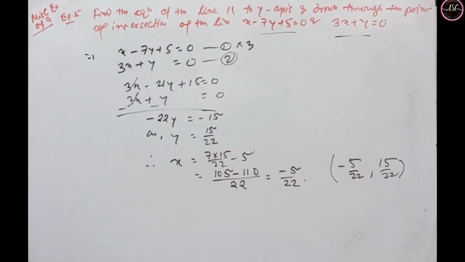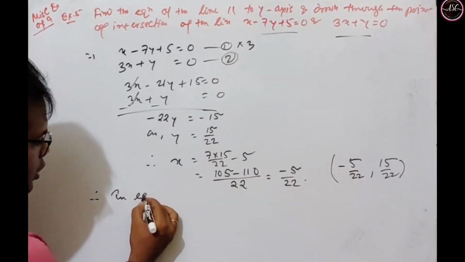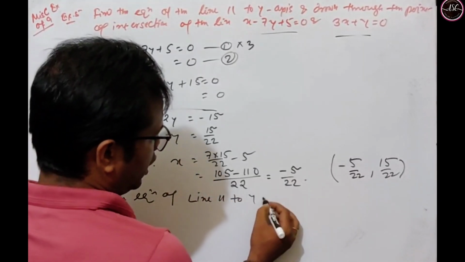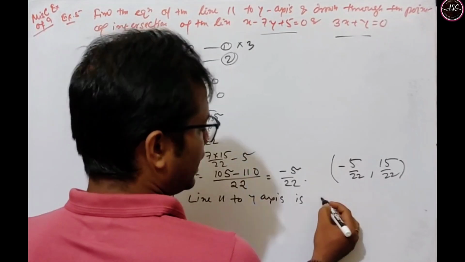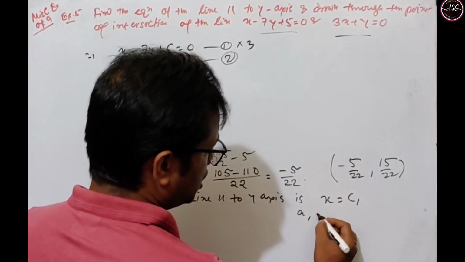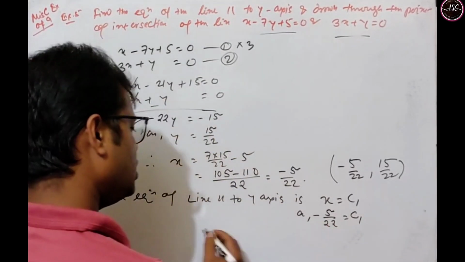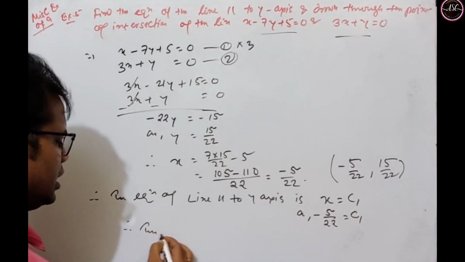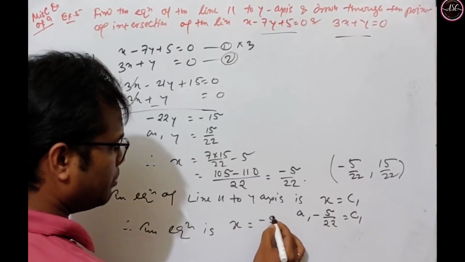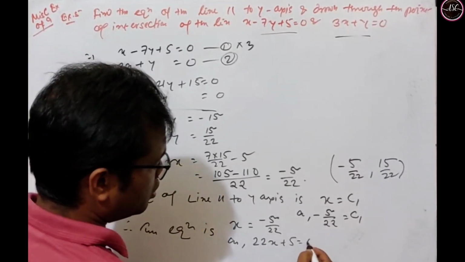So we find the equation of the line parallel to y axis. Therefore the equation of the line parallel to y axis is x equal to c1. Here just putting the value of x, that means minus 5 by 22 equal to c1. Therefore the equation is x equal to minus 5 by 22, that means 22x plus 5 equal to 0 is the required equation of the straight line.